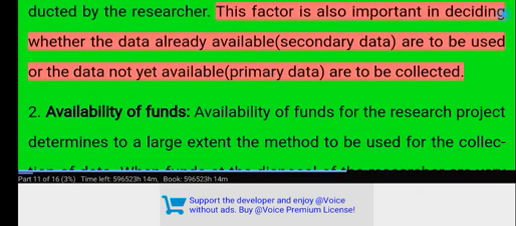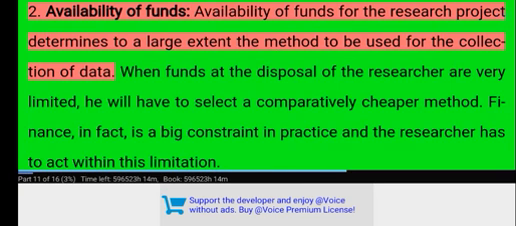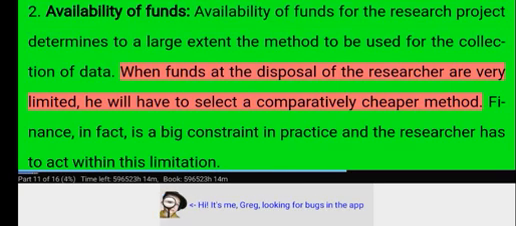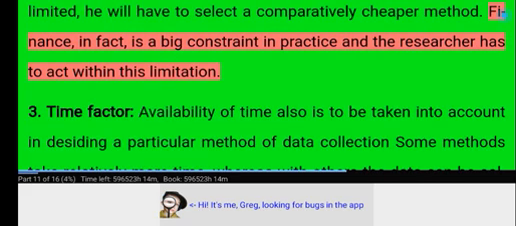This factor is also important in deciding whether the data already available, secondary data, are to be used or the data not yet available, primary data, are to be collected. 2. Availability of funds. Availability of funds for the research project determines to a large extent the method to be used for the collection of data. When funds at the disposal of the researcher are very limited, he will have to select a comparatively cheaper method. Finance, in fact, is a big constraint in practice and the researcher has to act within this limitation.